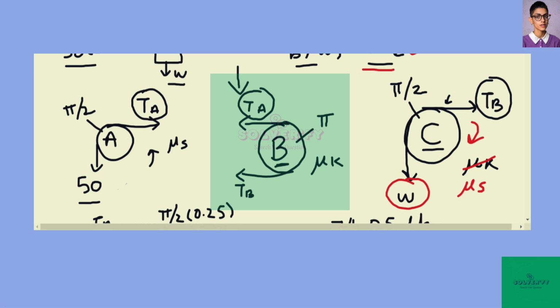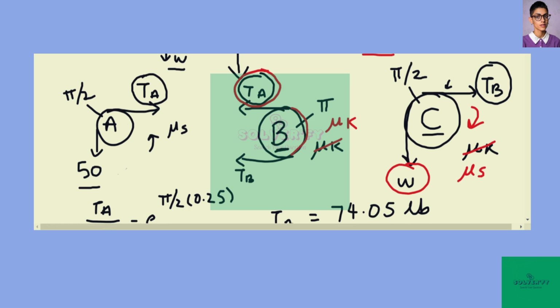Now, for pipe B, since pipe B is stationary, we're going to use the kinetic coefficient of friction because pipe B is stationary and the cable is moving. And since the 50-pound weight is being lifted, we still have TA being the higher weight. Now for pipe A, since pipe A is stationary, but the cable is moving, we're going to use the kinetic coefficient of friction. And since the cable is moving towards the 50-pound direction, that's going to be our larger weight.